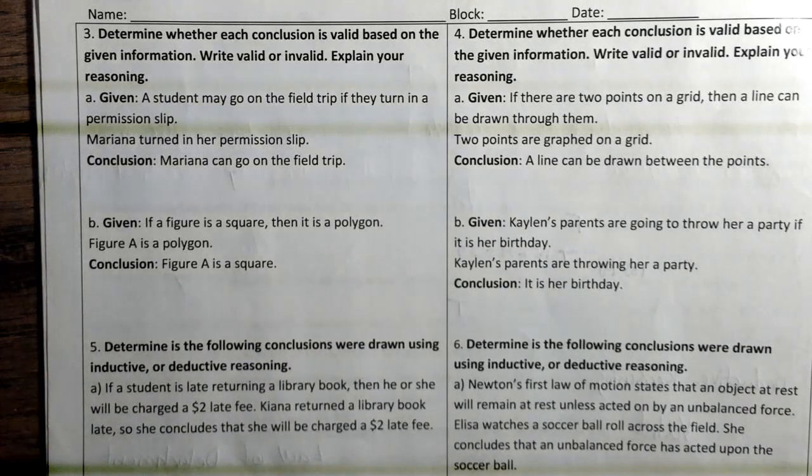So number 3, determine whether each conclusion is valid based on the given information. Write valid or invalid, and explain your reasoning. Let's see. The given: a student may go on the field trip if they turn in a permission slip. Mariana turned in her permission slip. The conclusion: Mariana can go on the field trip.